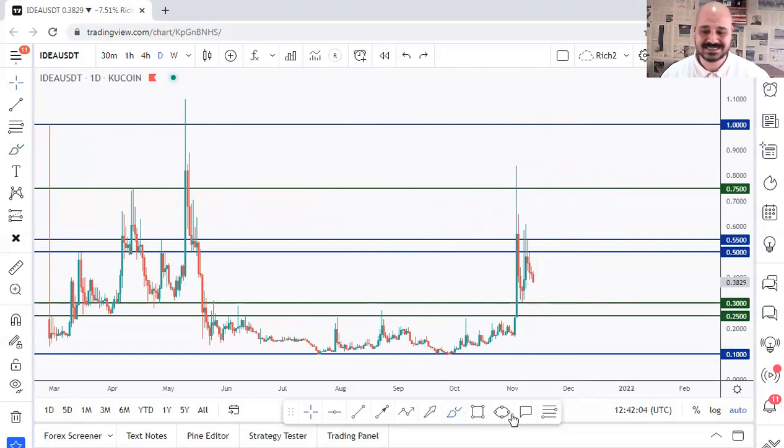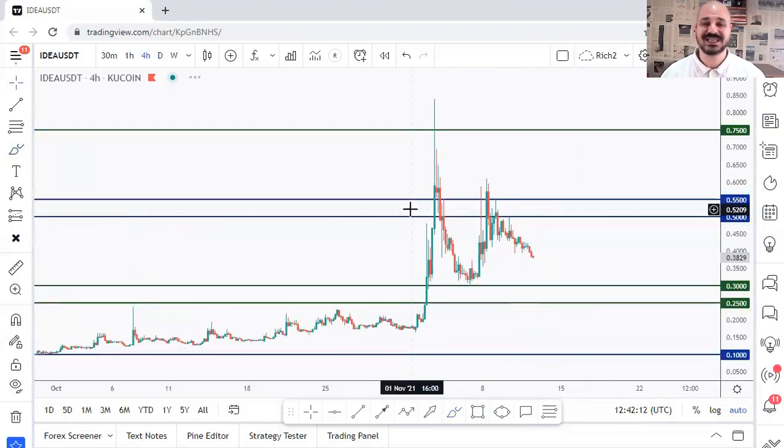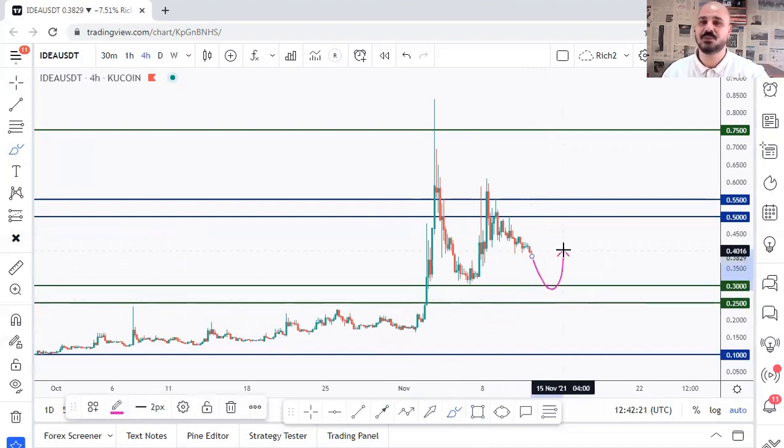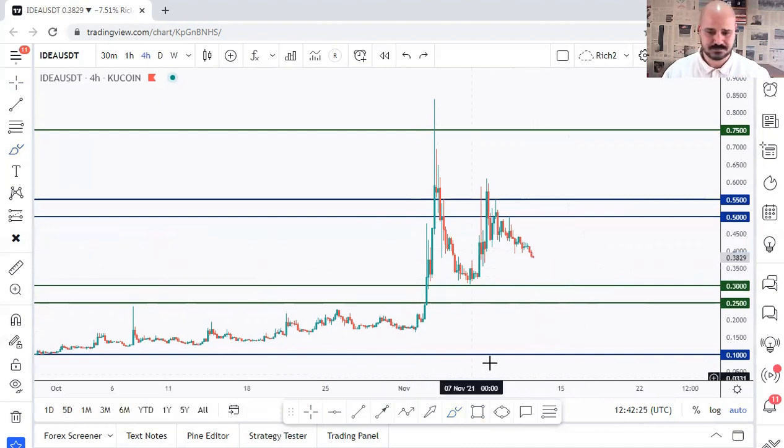We can't really add anything new. We know that we are inside this floor. Here's our resistance, here's our support. So now let's zoom into lower time frames to see if we can add anything new. And of course, what we know so far from daily only is that as price approaches this lower support area, we'll be looking for buy setups.